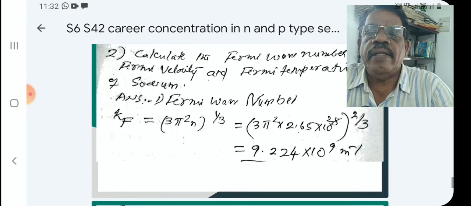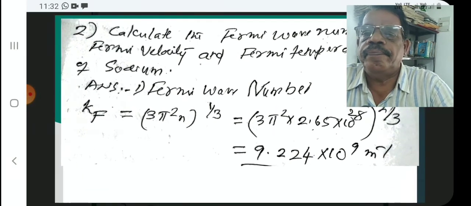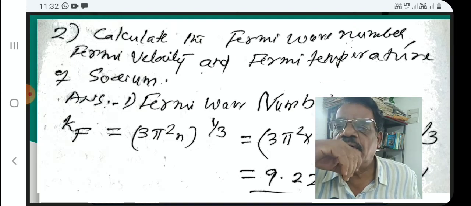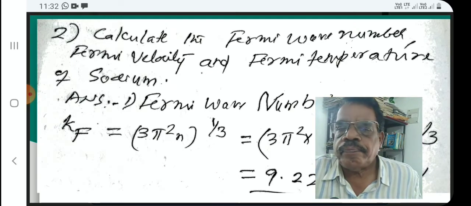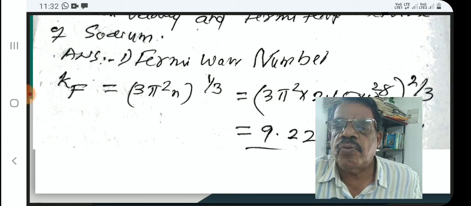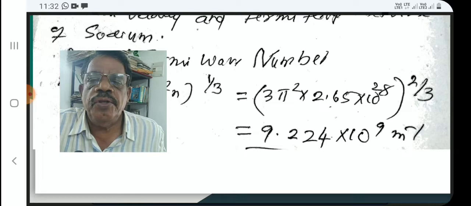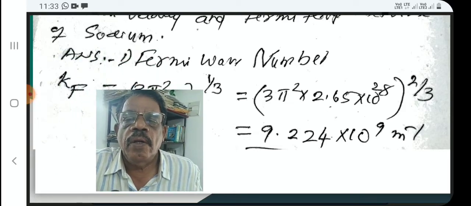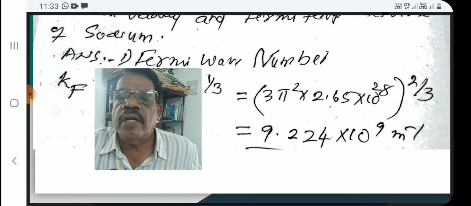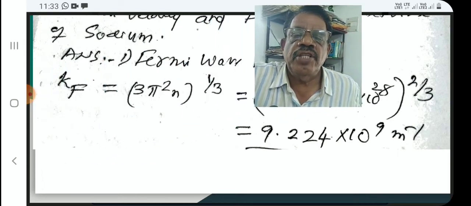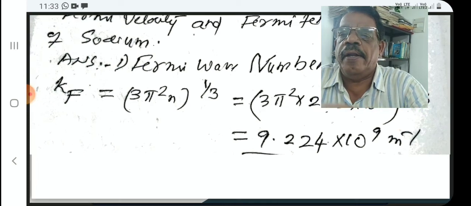Number 2, calculate the Fermi wave number, Fermi velocity and Fermi temperature of sodium. Fermi wave number is 3 pi square n raised to 1 by 3. That is 3 pi square into 2.65 into 10 raised to 28, raised to 1 by 3. This number we have copied from the previous problem. We get 9.224 into 10 raised to 9 meter raised to minus 1.